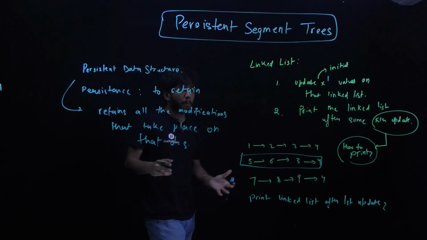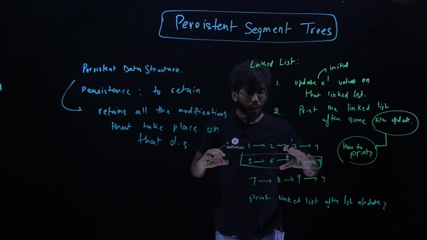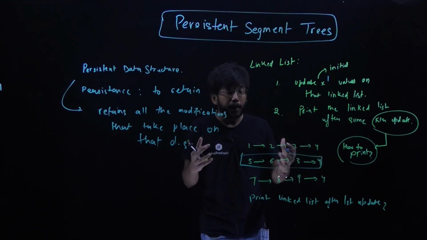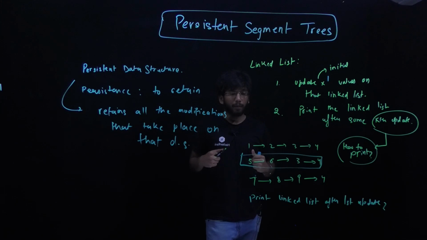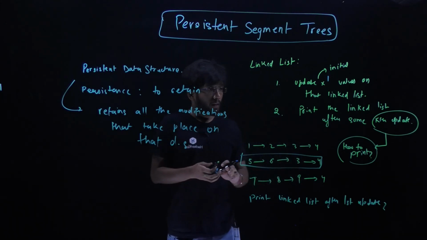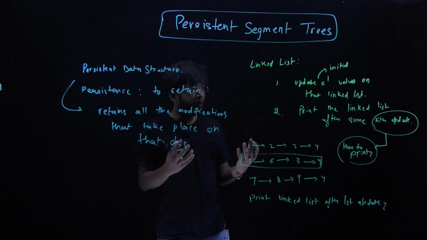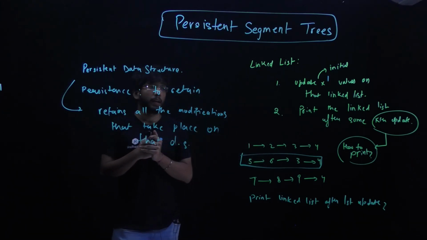So this is how a persistent data structure works. It doesn't keep the updates in place. It does an update and then we can retrieve any update because it retains all the updates done on that data structure. So now, how to optimize the usage of a persistent data structure? That's the question for the day.